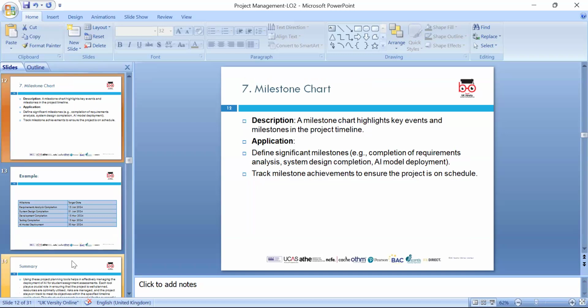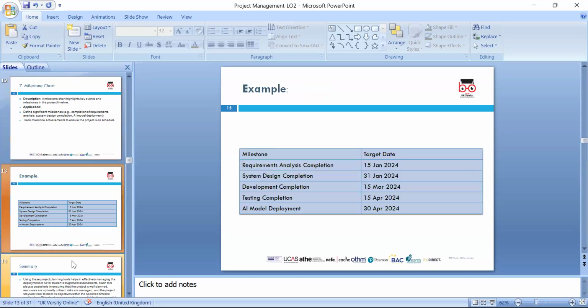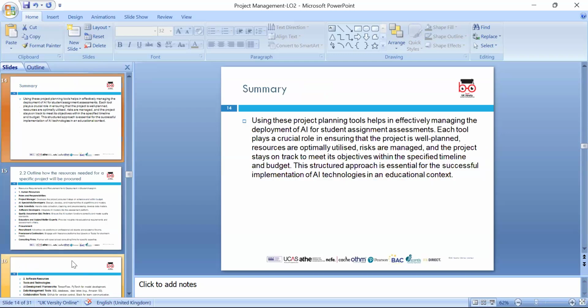We can look around AI, the artificial intelligence model deployment. This is the artificial intelligence project, the example which we are quoting in this discussion. Track the milestone achievement to ensure the project is on schedule. So we can look around the date of starting the requirement analysis, like 15 January, if we have started, then system design completion, development completion, testing, and AI model development. Using these project planning tools can help to effectively manage AI projects.